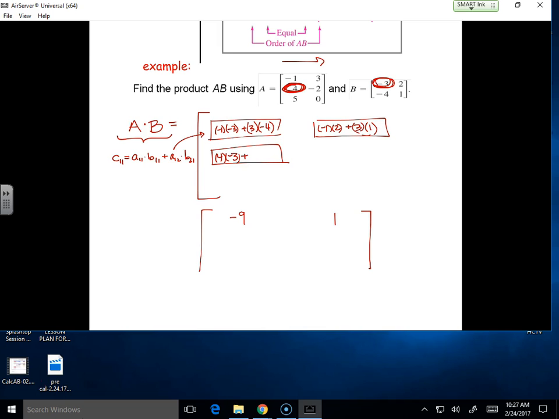Now it's time to go across, so now negative 2. And it's time to go down, negative 2 times negative 4. And we got to finish that row before we move on, so we got to cross over. We're going to go across again. We have to go over the next column. Cross down, then cross over down. 4 times 2 plus negative 2 times 1.